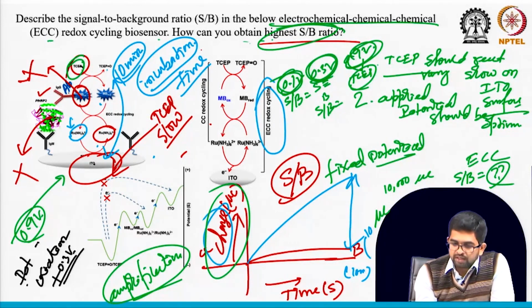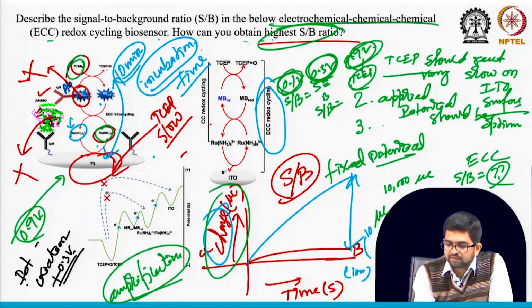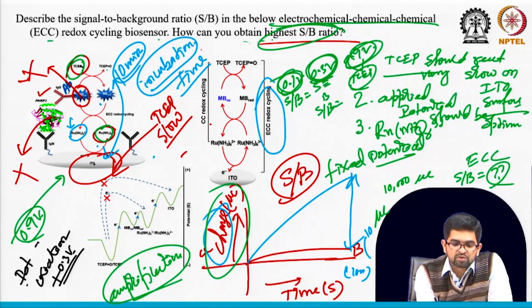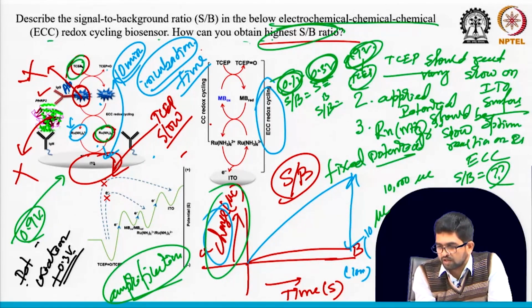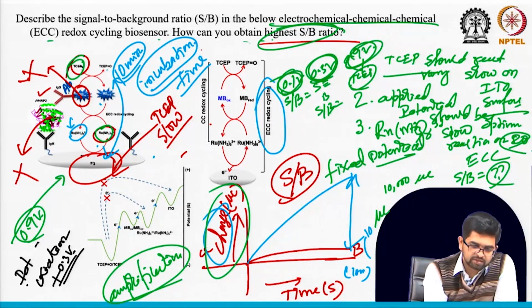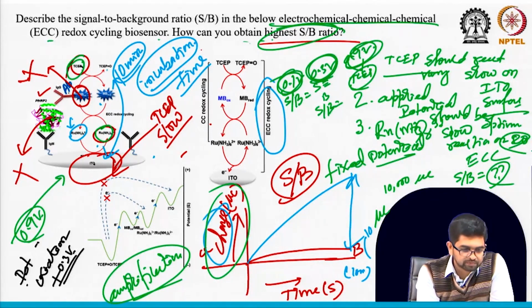Okay. And another thing you have to remember is ruthenium hexaammine, Ru(NH3)6 3+. This is also your starting reagent. So this also should react very slowly, right? This also should react slowly on ITO. Then your answer will be complete, and you will get the full marks. That is the thing you have to remember.